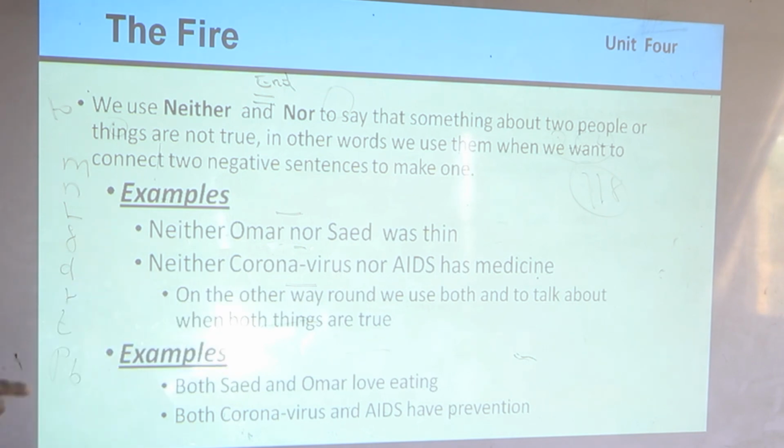And the other way around, we use both and to talk about when both things are true. Both and. Okay, example, both Saeed and Omar love eating. Okay? Both coronavirus and AIDS have prevention.